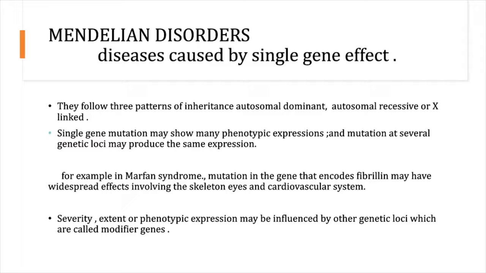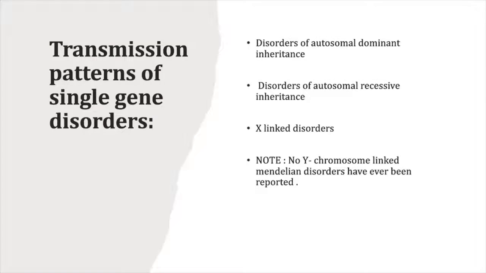For example, in Marfan syndrome there is a mutation in the gene that codes for fibrillin, but that gene may have widespread effects, affecting our skeleton, eyes, and cardiovascular system. The extent and severity of the expression may be influenced by other genetic loci, which are called modifier genes.